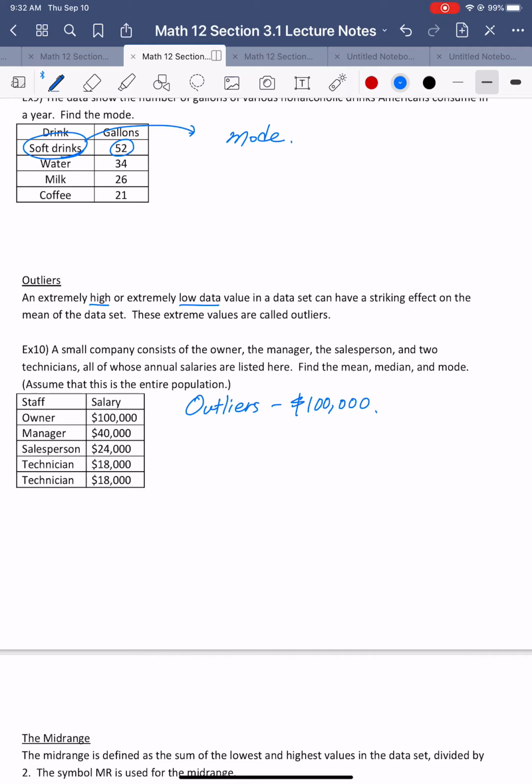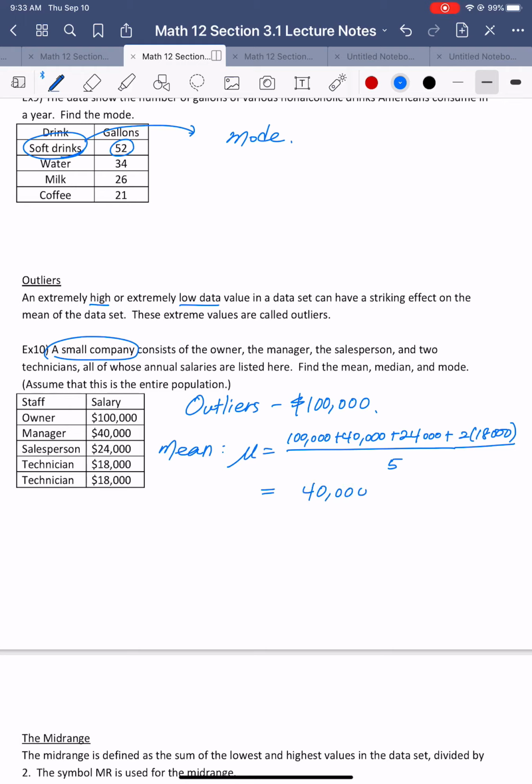All right, but there's a way that we can find the outlier when we need it, okay? Let's find the mean. For this problem, this is one company, so I can call the mean mu. What you do is add all the 100,000, 40,000, 24,000, and then the 2 of 18,000, right? And then divide by 5, right? And then you get about 40,000. So that's the mean.